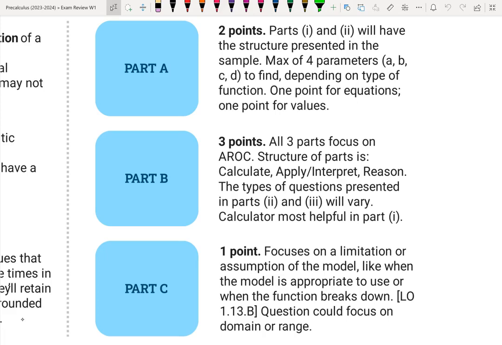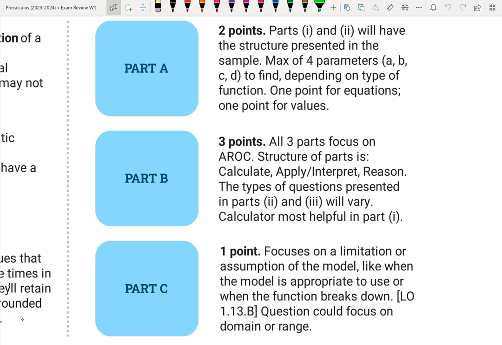Part B is going to have 3 points, and all parts are going to focus on the average rate of change. I pointed that out in our key concepts packet. And the things that we're going to have to do is calculate the average rate of change, apply or interpret, and reason. Those are the 3 parts. And the calculator is most helpful in part I.